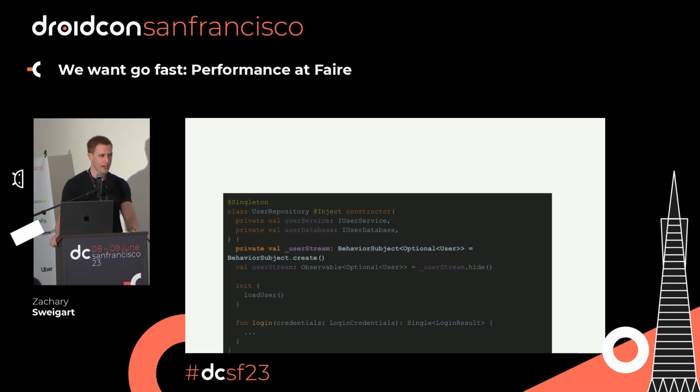So we can use this behavior subject to hold data. If you're not familiar with Rx, a behavior subject will emit the last value that it has whenever there's a new subscriber without having to do any of the work upstream. So we load a user, we put it on the behavior subject, and anybody who subscribes will get that value that's already there.